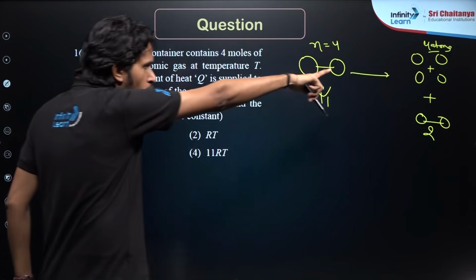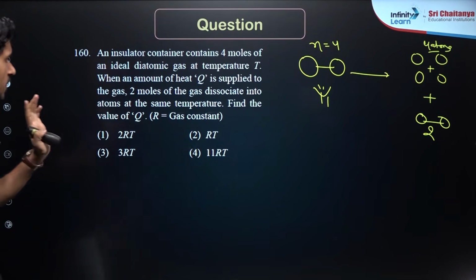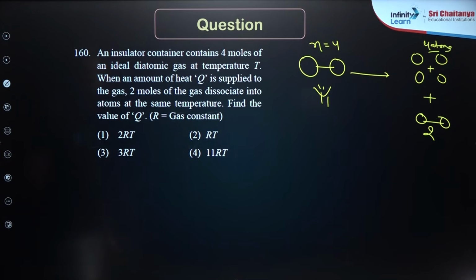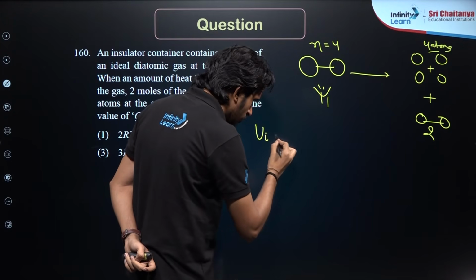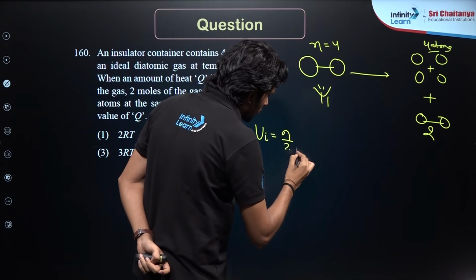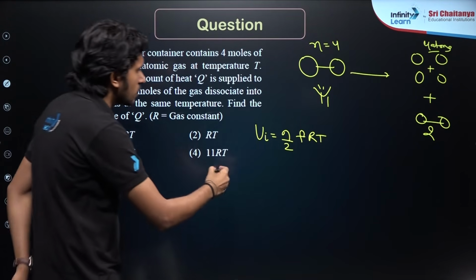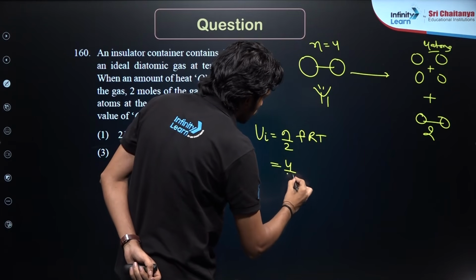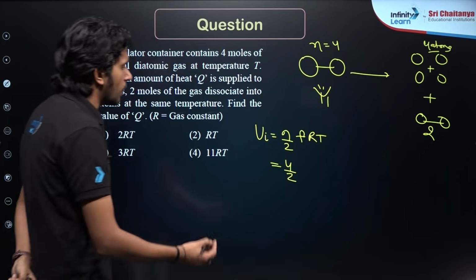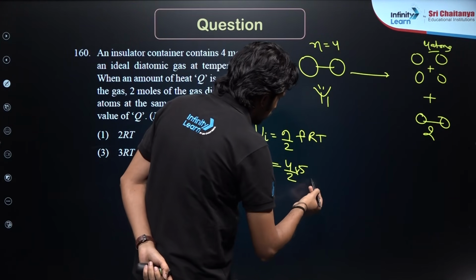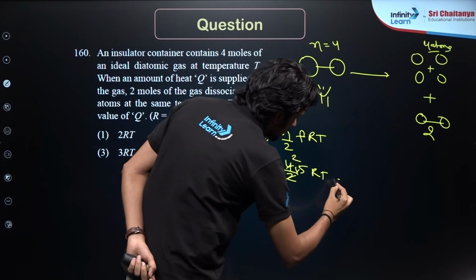So basically we have 4 moles of atoms and 2 moles of diatomic gas in the mixture in the final state. Find the value of Q. You know the formula for internal energy, that is nfRT by 2. Initially the number of moles is 4, and the degree of freedom for a diatomic gas is 5. So 4 into 5 RT by 2, that is 10 RT.